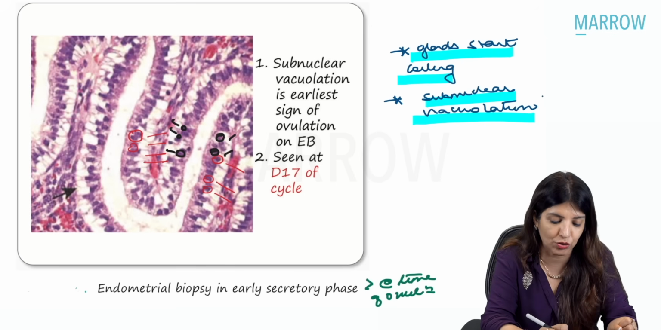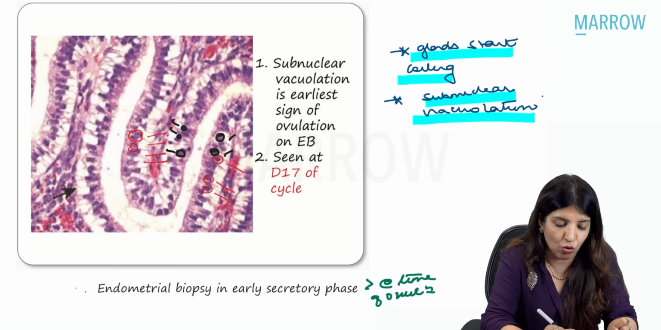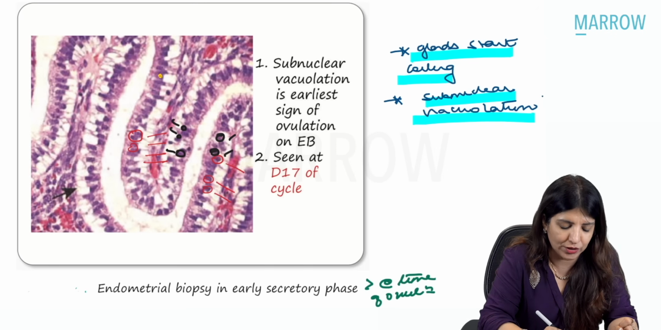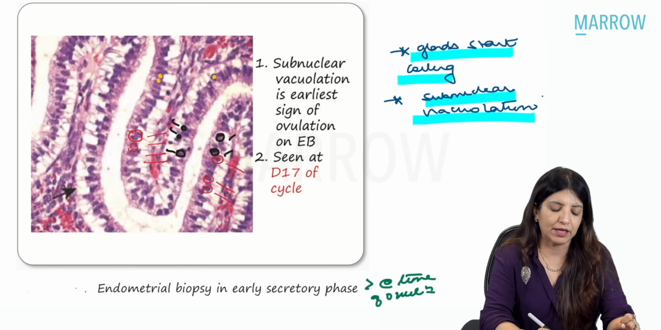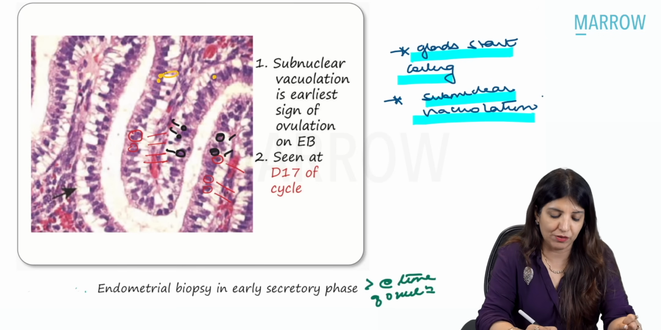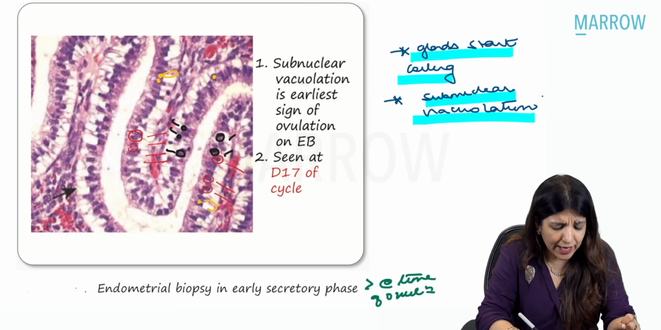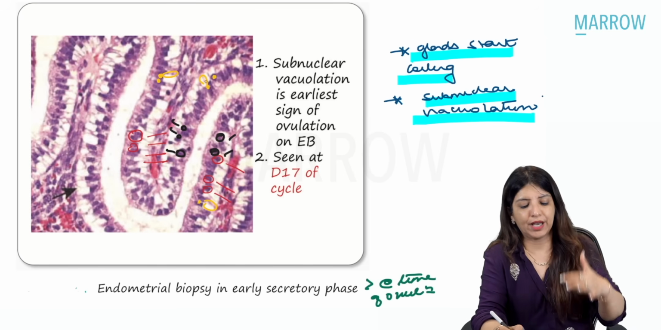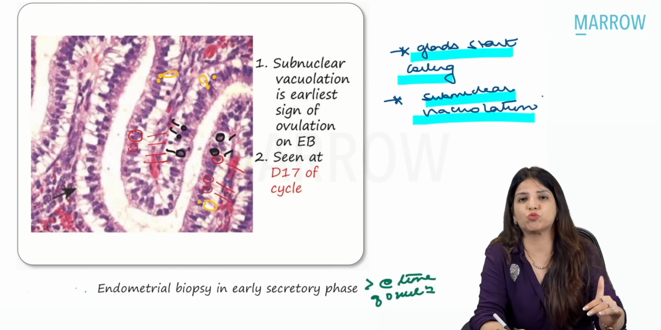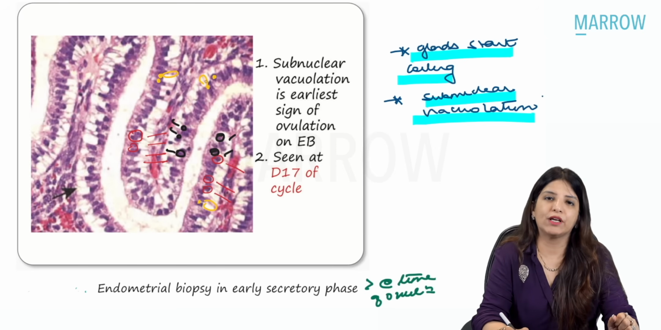What do you mean by subnuclear vacuolation? I want all of you to concentrate on these purple colored nuclei. You pick up any purple colored nuclei and below that you will see a white space. Take any purple colored nuclei, look at any purple colored nuclei and you are going to see a white space. This is what is called subnuclear vacuolation.